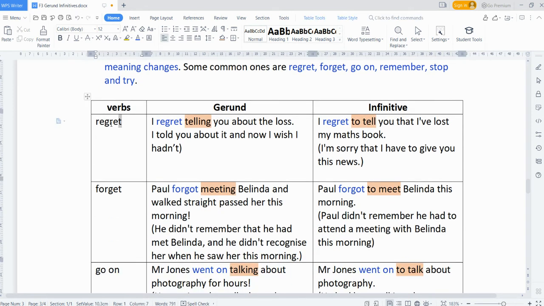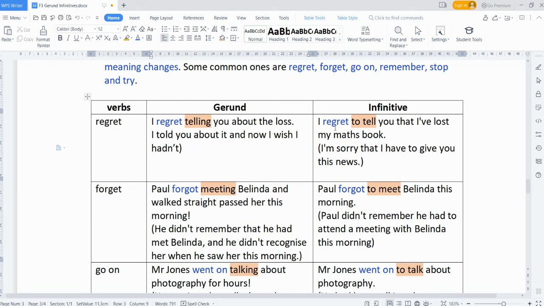Number one, we look at the verb regret, menyesali. If you use it with the gerund, for example, you say, I regret telling you about the loss. Saya menyesal bagi tahu awak tentang kehilangan tu. Compared to this one, I regret to tell you that I've lost my maths book. The one with the gerund, with the -ing, it means that I told you about it and now I wish I hadn't. Dah bagi tahu menyesal lah pula, bagi tahu.